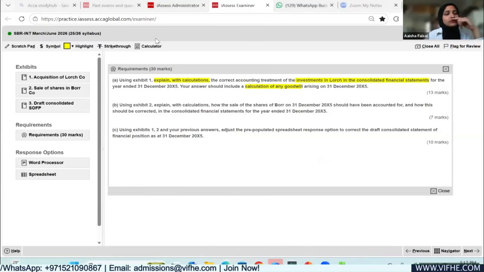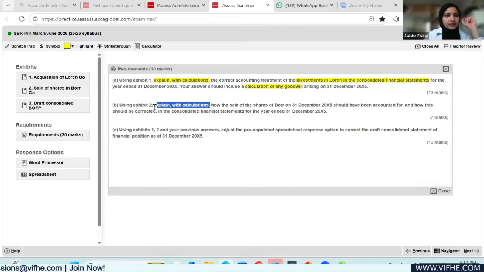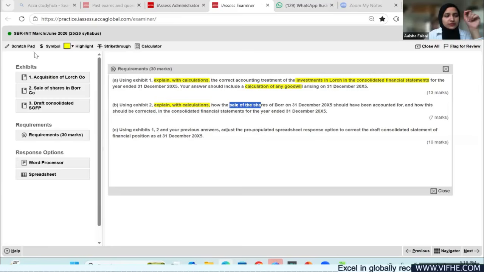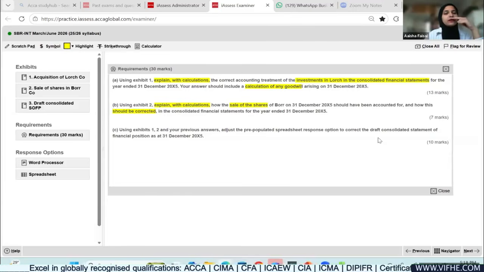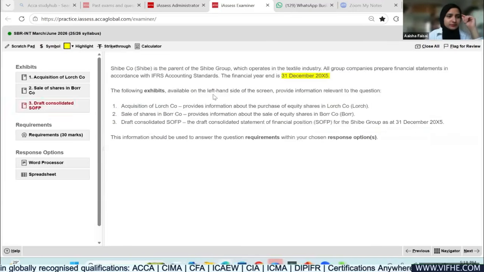Okay. So now we'll move to the next requirement, part B of it. Using the exhibit, explain with calculations, again you have an explain with calculations coming in the picture, how the sale of shares of Board on 31st December 2025 should have been accounted for. So now we're talking about sale of shares, and how this should be corrected in the consolidated financial statements for the year ended 31st December 2025. How it should be corrected, which means that there is a mistake. You already are aware that there is a mistake. And this is worth a 7 mark. So let's read this now.